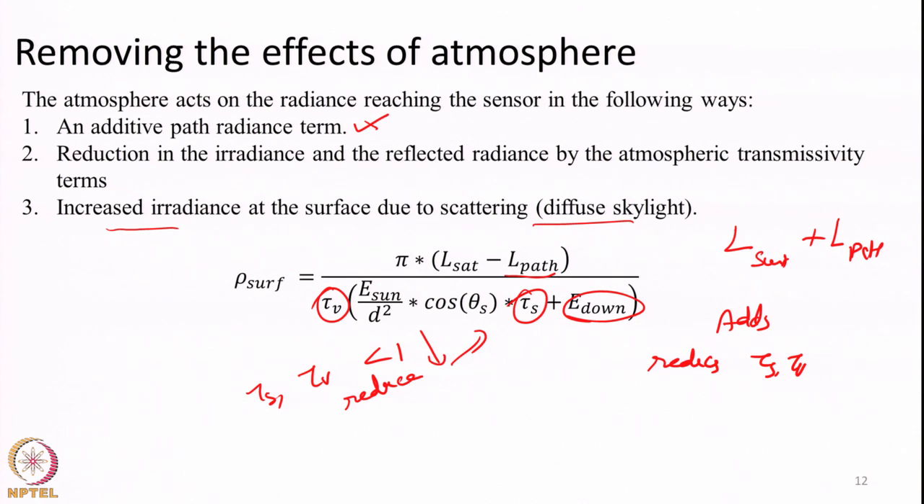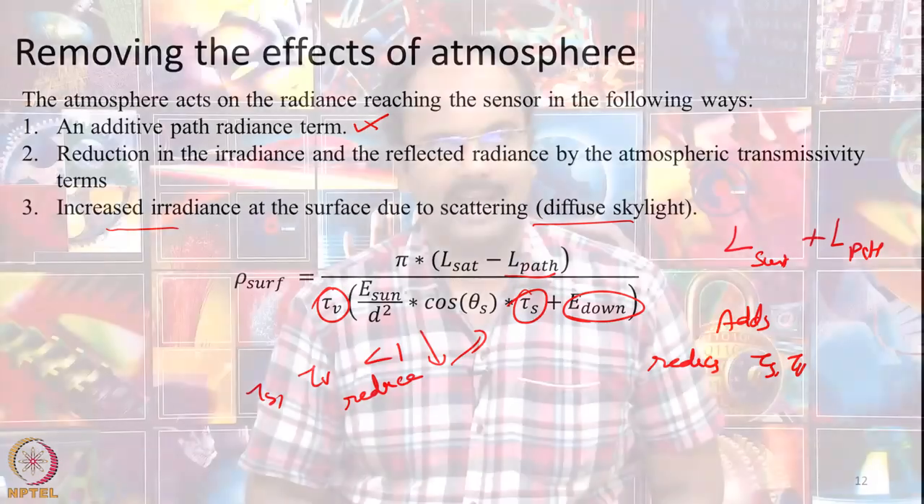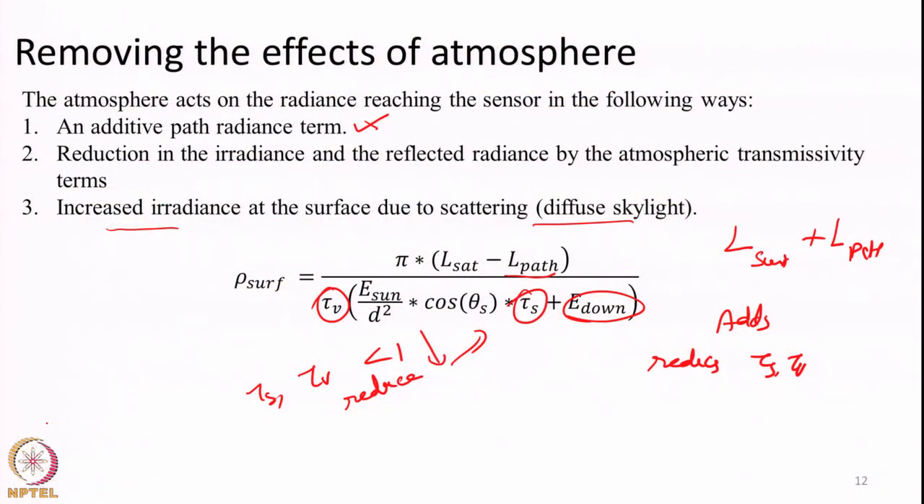It can reduce both the incoming and outgoing radiance through the transmissivity term, and it can also add more irradiance to the surface due to diffuse skylight. So, the three components through which the atmosphere affects are the transmissivity terms, which are the multiplicative terms, the E down, the incoming irradiance due to diffuse skylight, and the L path, which is the path radiance. So, these are the ways in which the atmosphere can affect the radiance reaching the sensor.